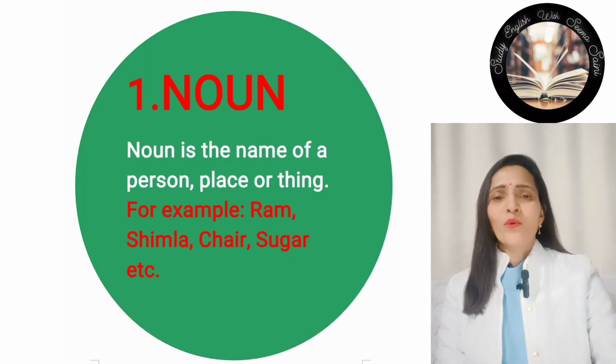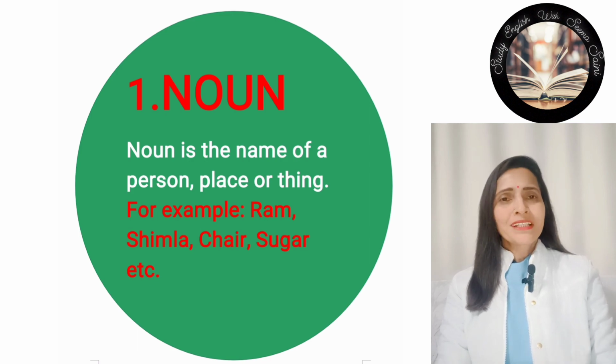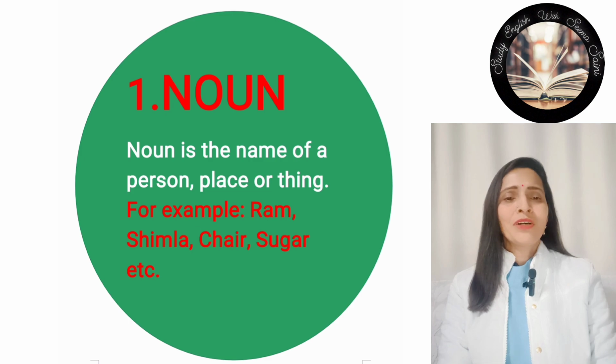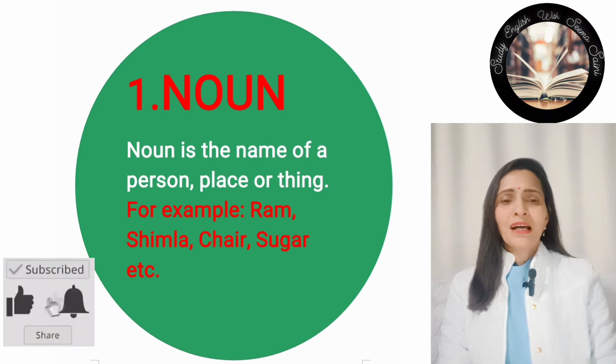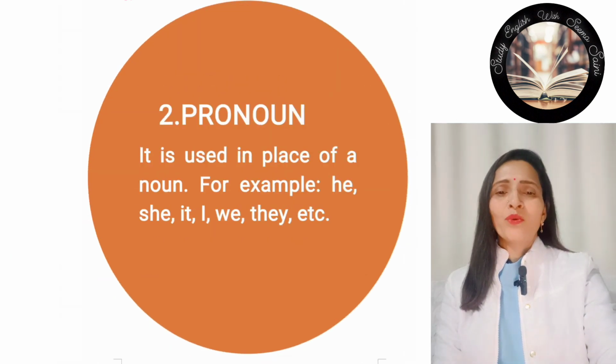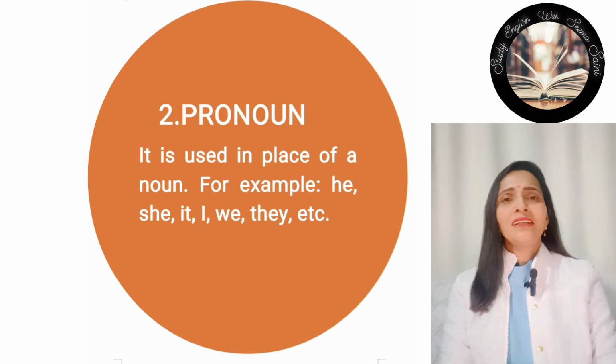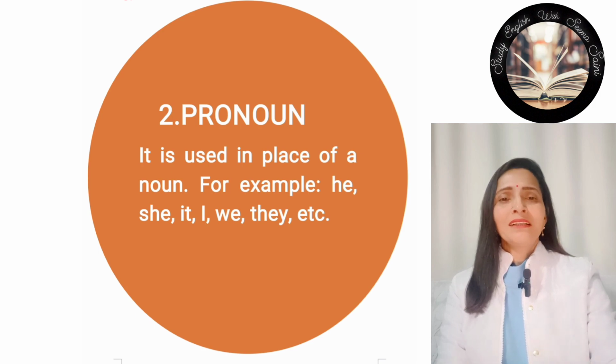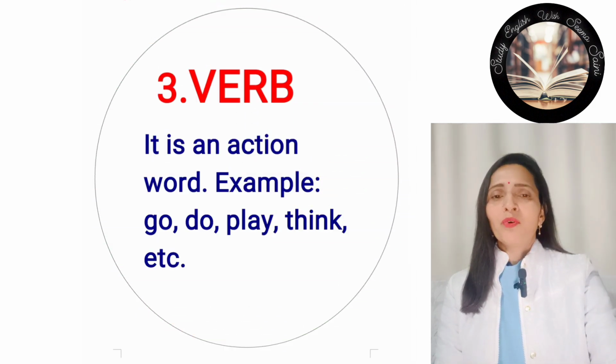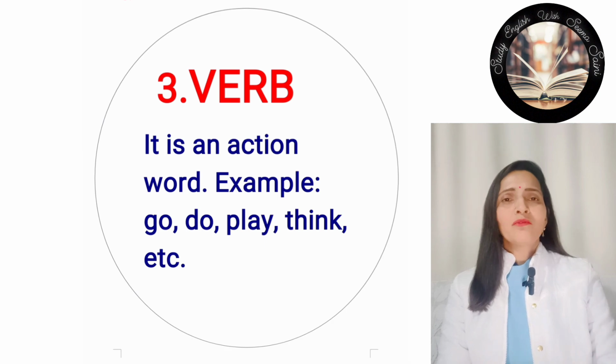Type 1, noun. All naming words are nouns. A noun is the name of a person, place, or thing. For example, Ram, Shimla, chair, sugar, etc. Type 2, pronoun. It is used in place of a noun. For example, he, she, it, I, we, you, they. Type 3, verb. It is an action word. Example: go, do, play, think, etc.